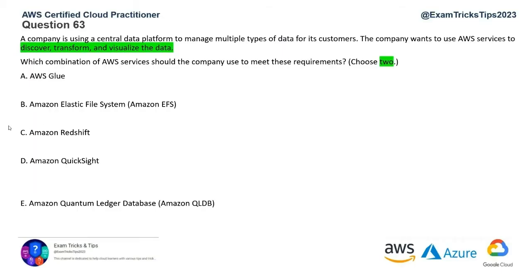Question number 63: A company is using a central data platform to manage multiple types of data for its customers. The company wants to use AWS services to discover, transform, and visualize data. Which combination of AWS services should the company use to meet this requirement? Choose two. Go through the question again, look at the options, and try to find the answer from the available options. Pause the video if you like.